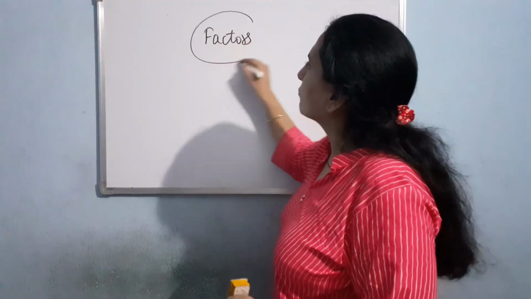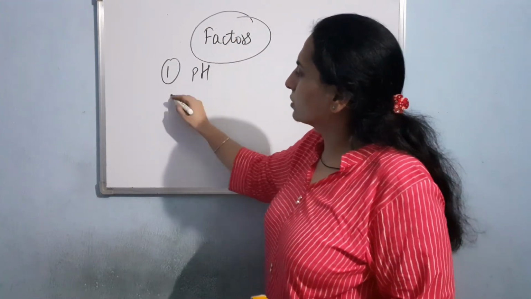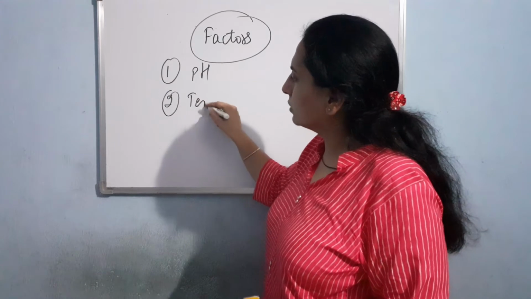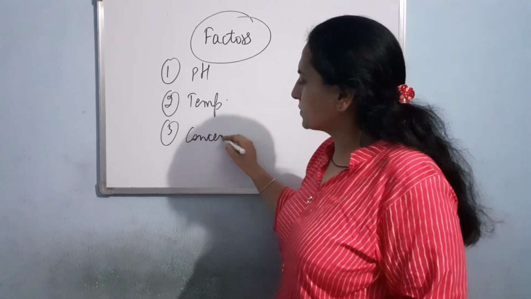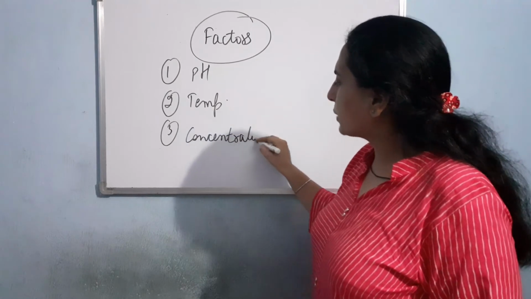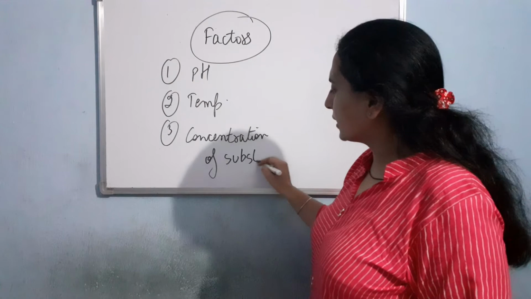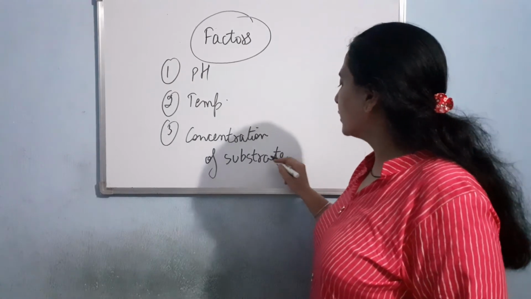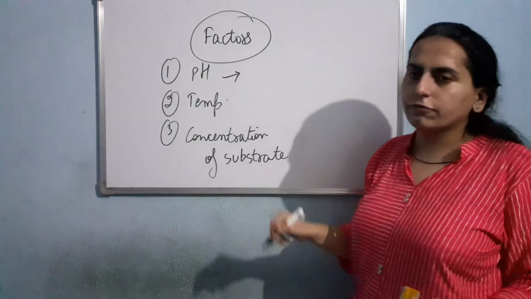Now let us talk about another topic, that is the factors that affect the enzymatic activity. In this we have to study the role of three factors: pH, temperature, concentration of substrate. Okay, now one by one let us discuss what is their effect on the activity of the enzyme. Let us talk about the pH first.